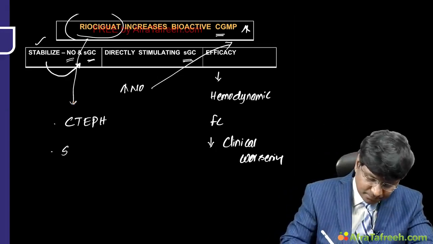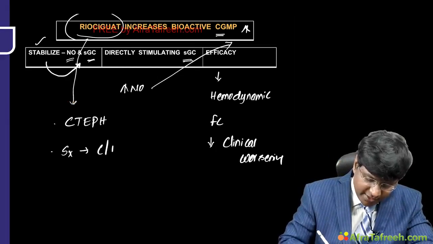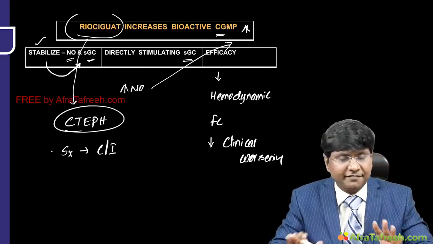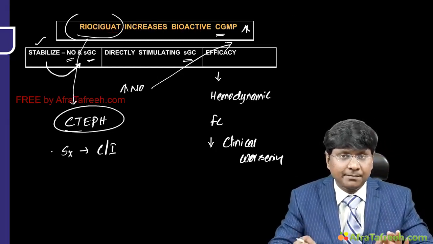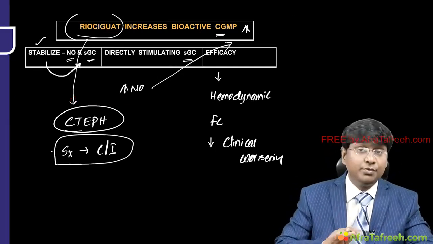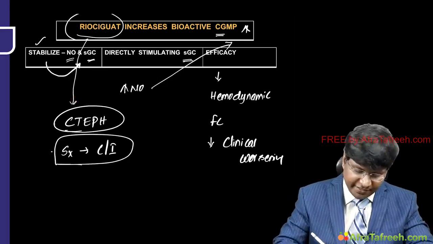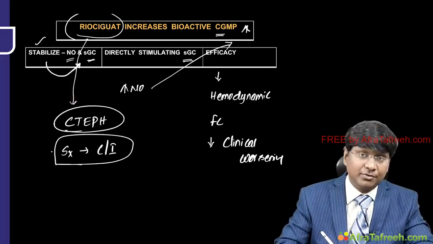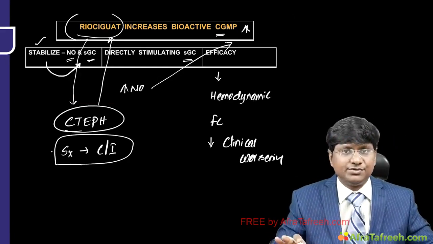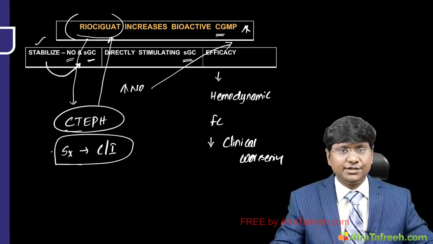For chronic thromboembolic pulmonary hypertension, we plan for pulmonary endarterectomy. So in those individuals where surgery is contraindicated or ineffective, we give riociguat. So that is about your riociguat, right?